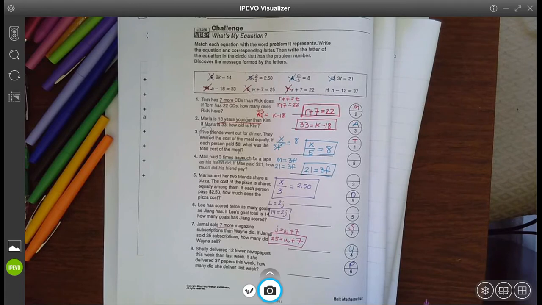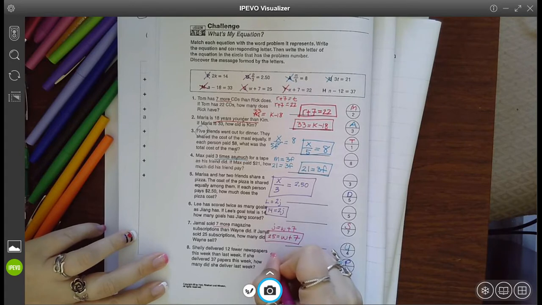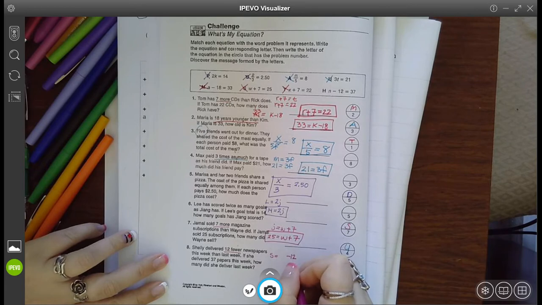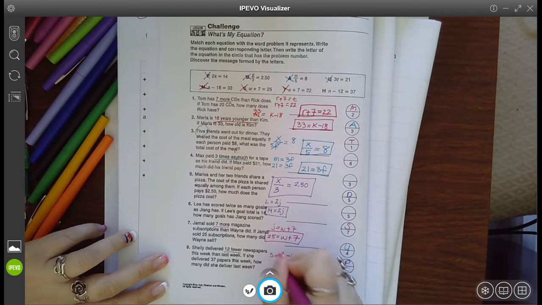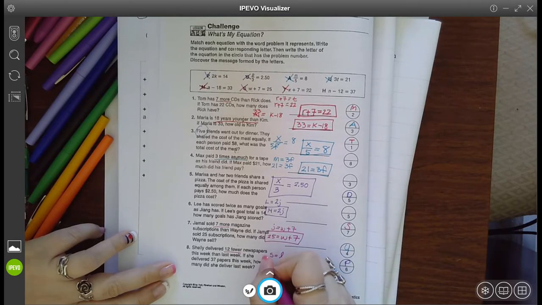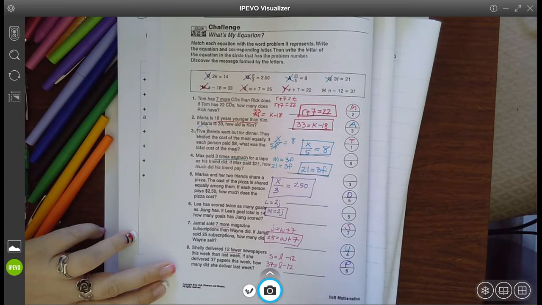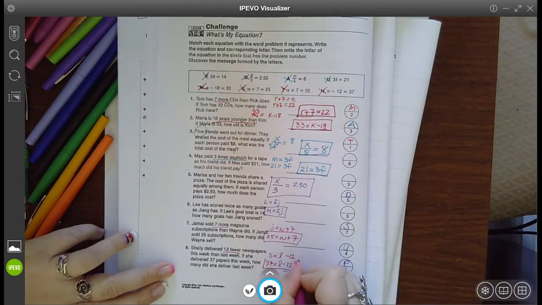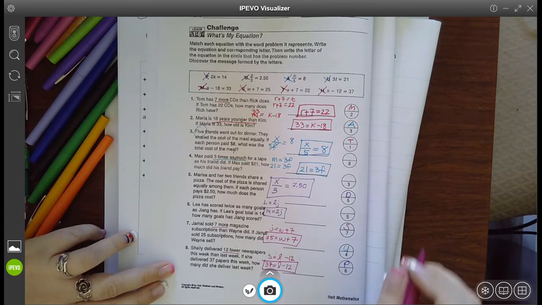And then we have Shelly delivered 12 fewer newspapers. Shelly is 12 fewer. So 12 fewer than what? 12 fewer than last week. So we'll say last week. If she delivered 37 this week, how many did she deliver last week? So last week's going to stay unknown. And then Shelly's amount this week is 37. So it should look like this. Do you see that one? Right here. So that was H. So 8 is H.